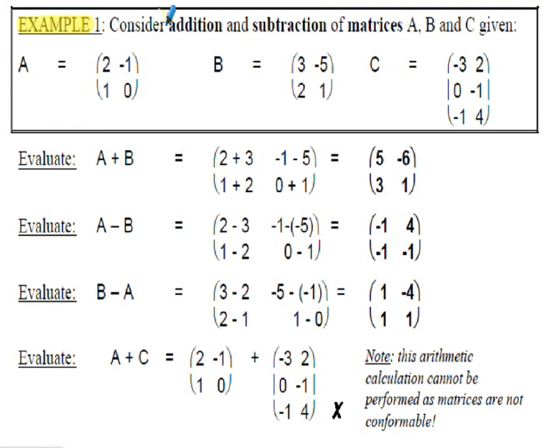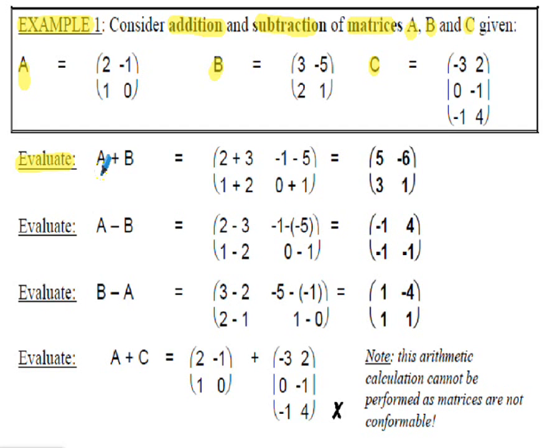Example 1. We're asked to consider addition and subtraction of matrices A, B and C given below. Matrix A is a 2 by 2 matrix, matrix B is a 2 by 2 matrix, matrix C is a 3 by 2 matrix, i.e. 3 rows and 2 columns. If we're asked to evaluate A plus B, then we simply add the corresponding elements in the 2 matrices.